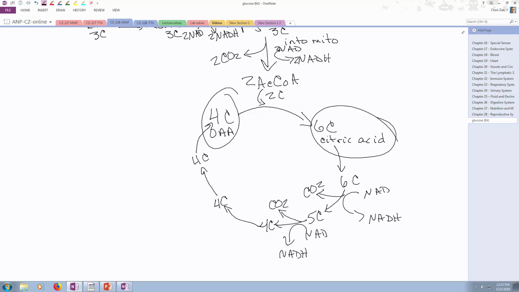Now, the next step is going to be the substrate level phosphorylation, and we will have GDP, guanine diphosphate, making GTP, guanine triphosphate, and GTP is going to interact with ADP to make ATP. I'm just getting really lazy there on that. It's actually in that diagram.